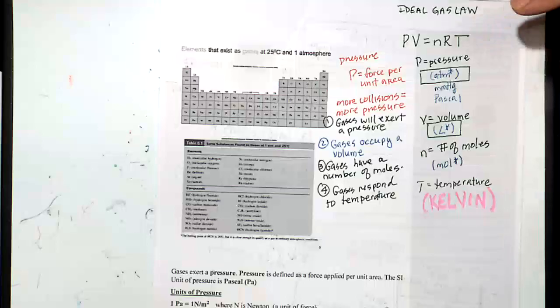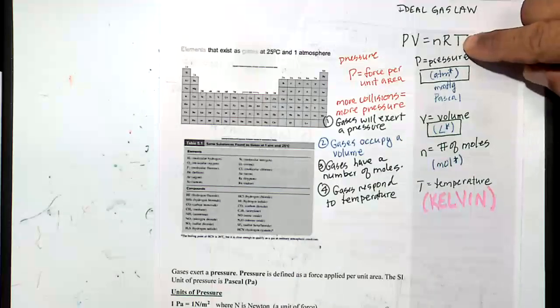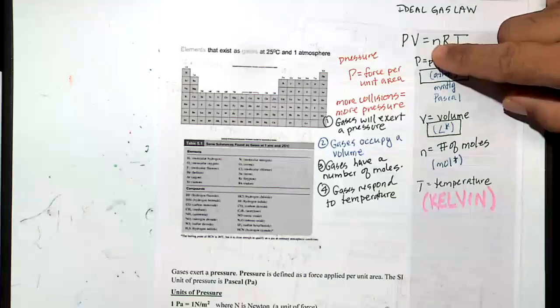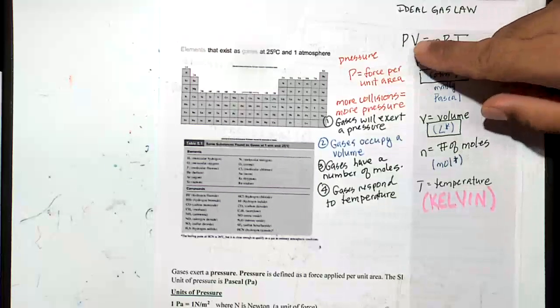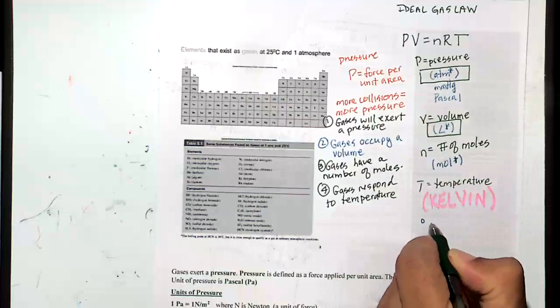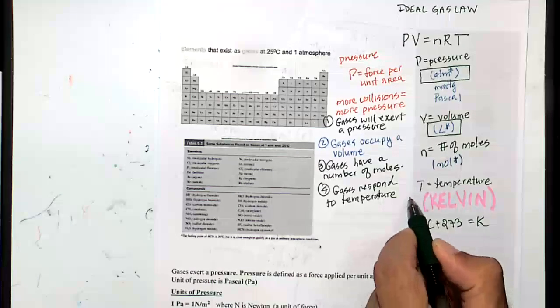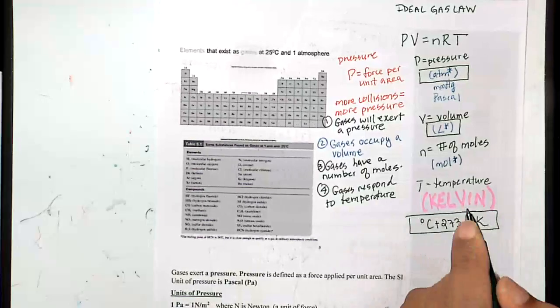Let's say the temperature is really cold outside and it's negative 20 degrees C. Okay, if you put negative 20 degrees C, what happens? That negative becomes negative N. You cannot have negative number of moles. You cannot have negative pressure. You cannot have negative volume. There's no such thing. Okay, so that's why we always convert to Kelvin, because Kelvin has no negative numbers. Okay. So what is the formula to get to Kelvin? 273. Okay, so you must add 273 here.